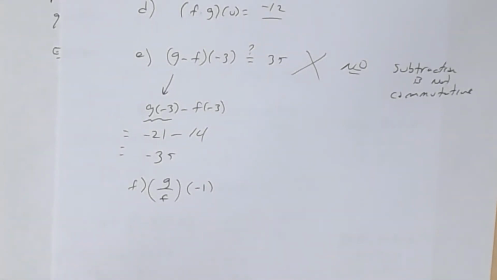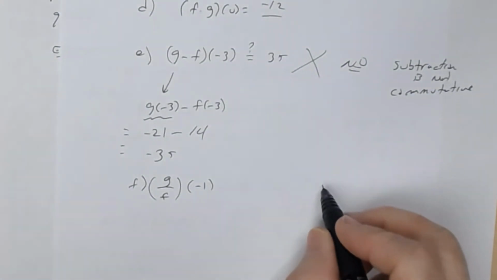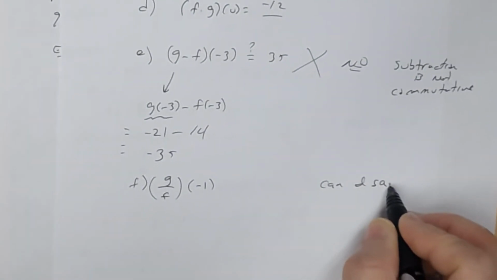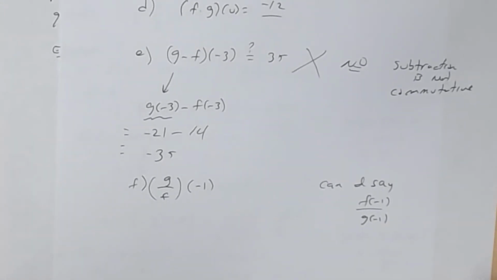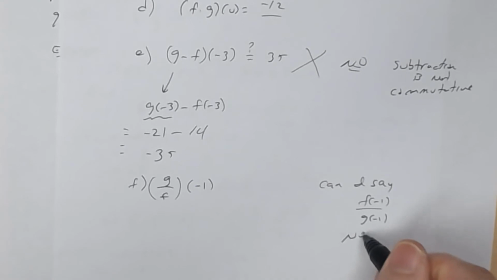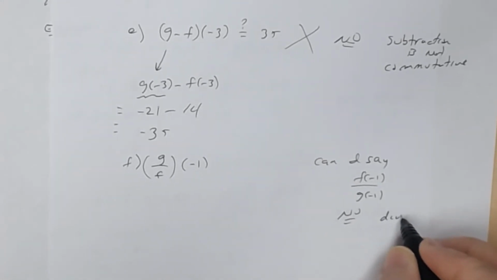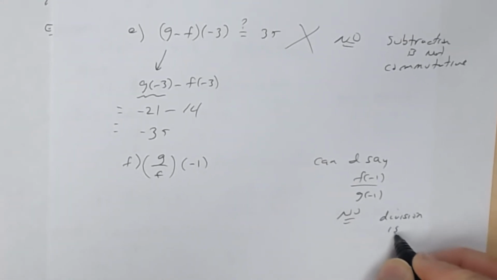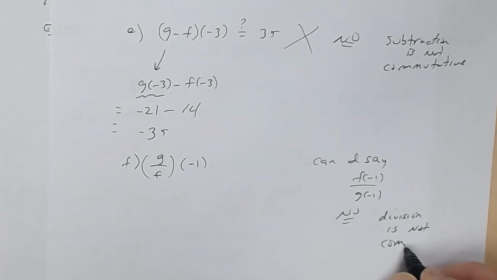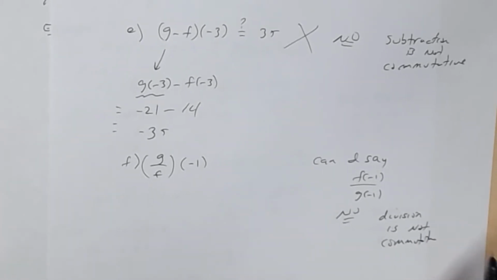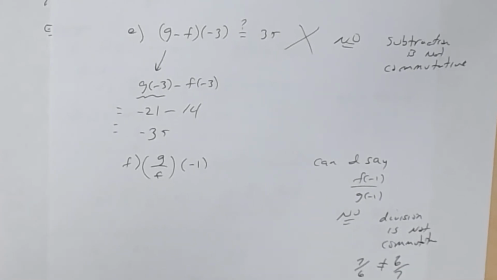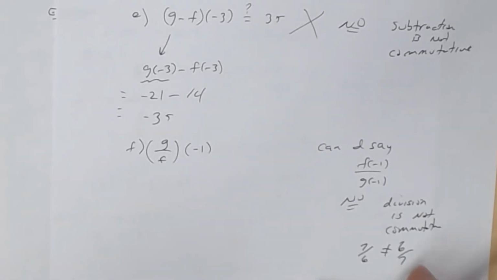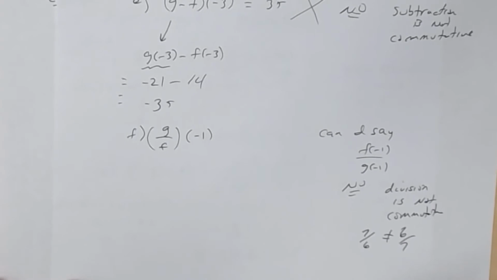Now my question to you is this. Can I say f of negative 1 divided by g of negative 1? Can I say that? The answer is no. No. Because division is not commutative. So remember, subtraction and division are not commutative. For example, 7 divided by 6 is not the same as 6 divided by 7. Okay? Those are two different real numbers.